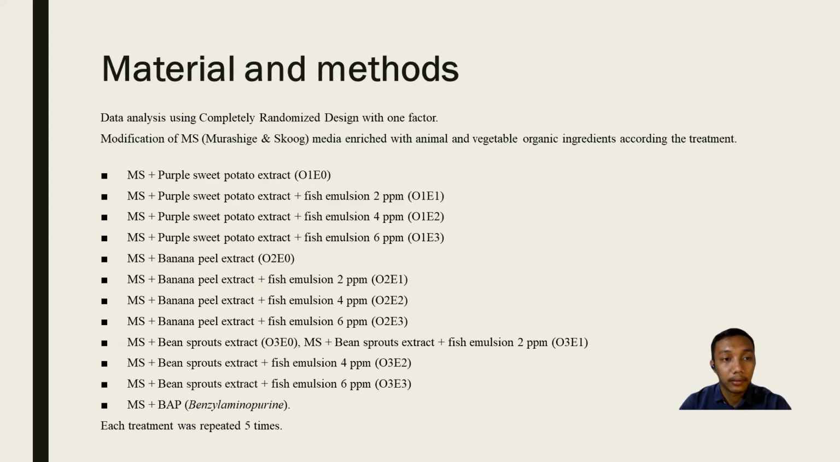Material and methods. The material is using a modification of MS media enriched with animal and vegetable organic ingredients according to treatment. There is a certain treatment including MS media enriched by benzyl aminopurine as a control. Data analysis using completely randomized design, one factor.